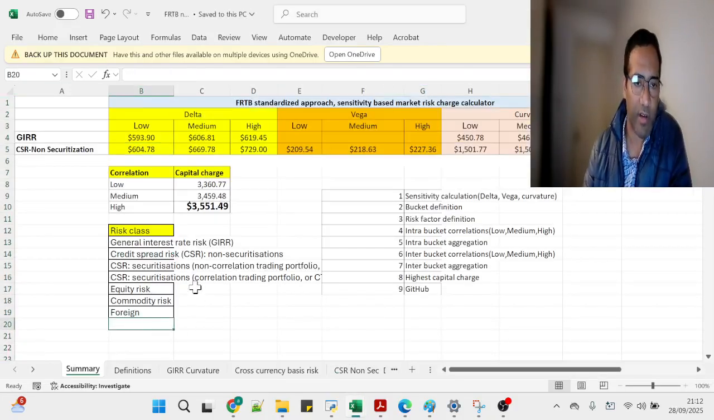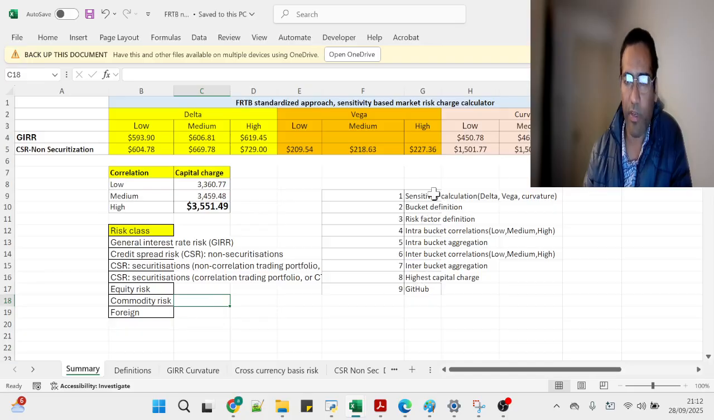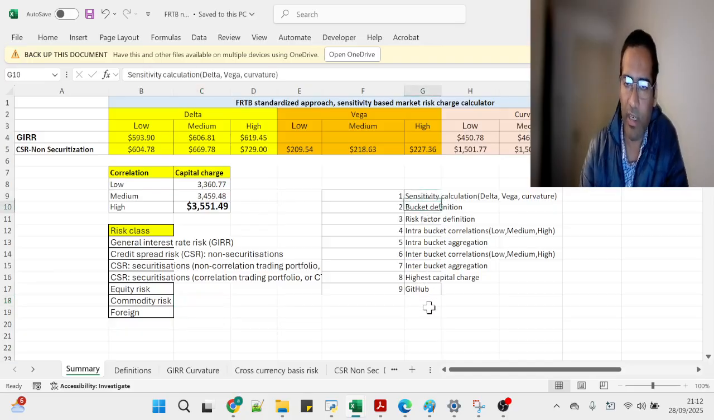What I have covered is GIRR and CSR. The other risk classes need to be covered; I have not done those yet. What we have covered is sensitivity definition, risk factor definition, and intra-bucket calculations. So these things we have covered.